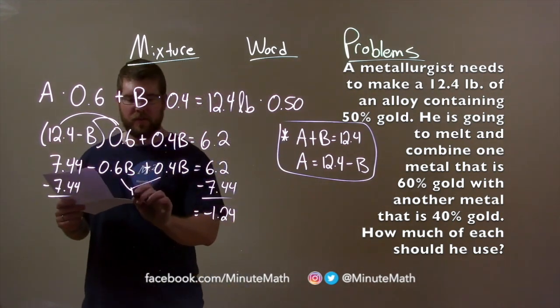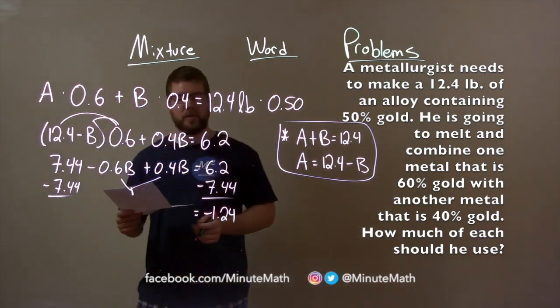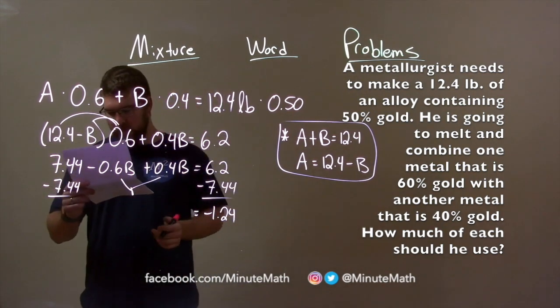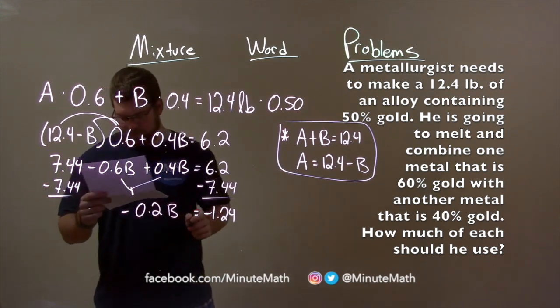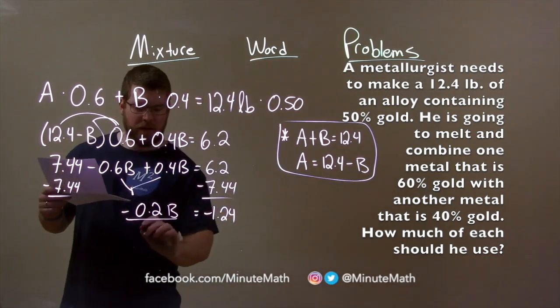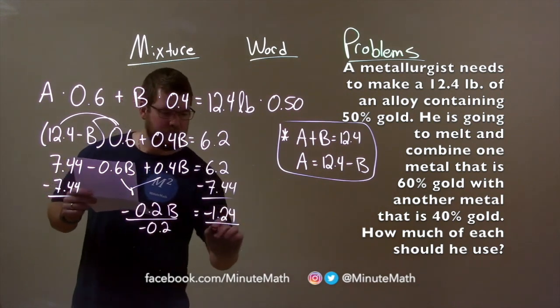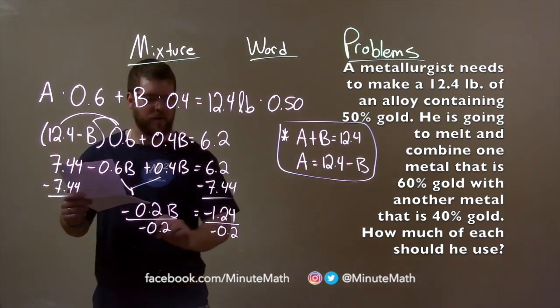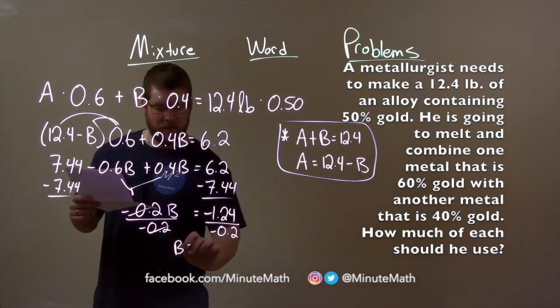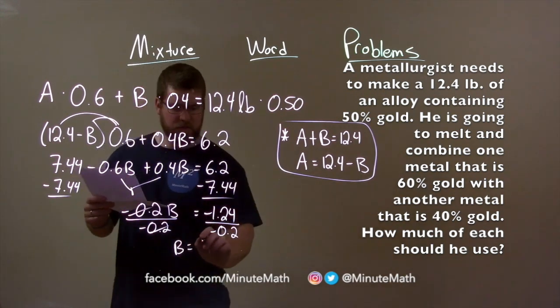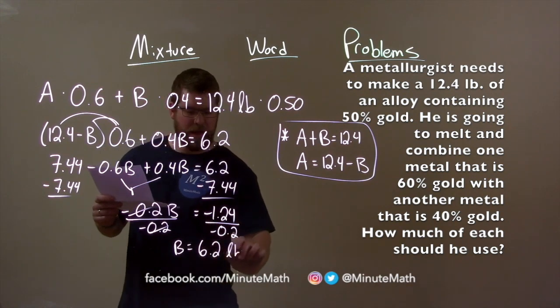Combine these two together right here. Negative 0.6b plus 0.4b is a negative 0.2b. Divide both sides by negative 0.2. And remember, by dividing by the negatives here, it becomes a positive. B is now a positive 6.2, and that's million pounds.